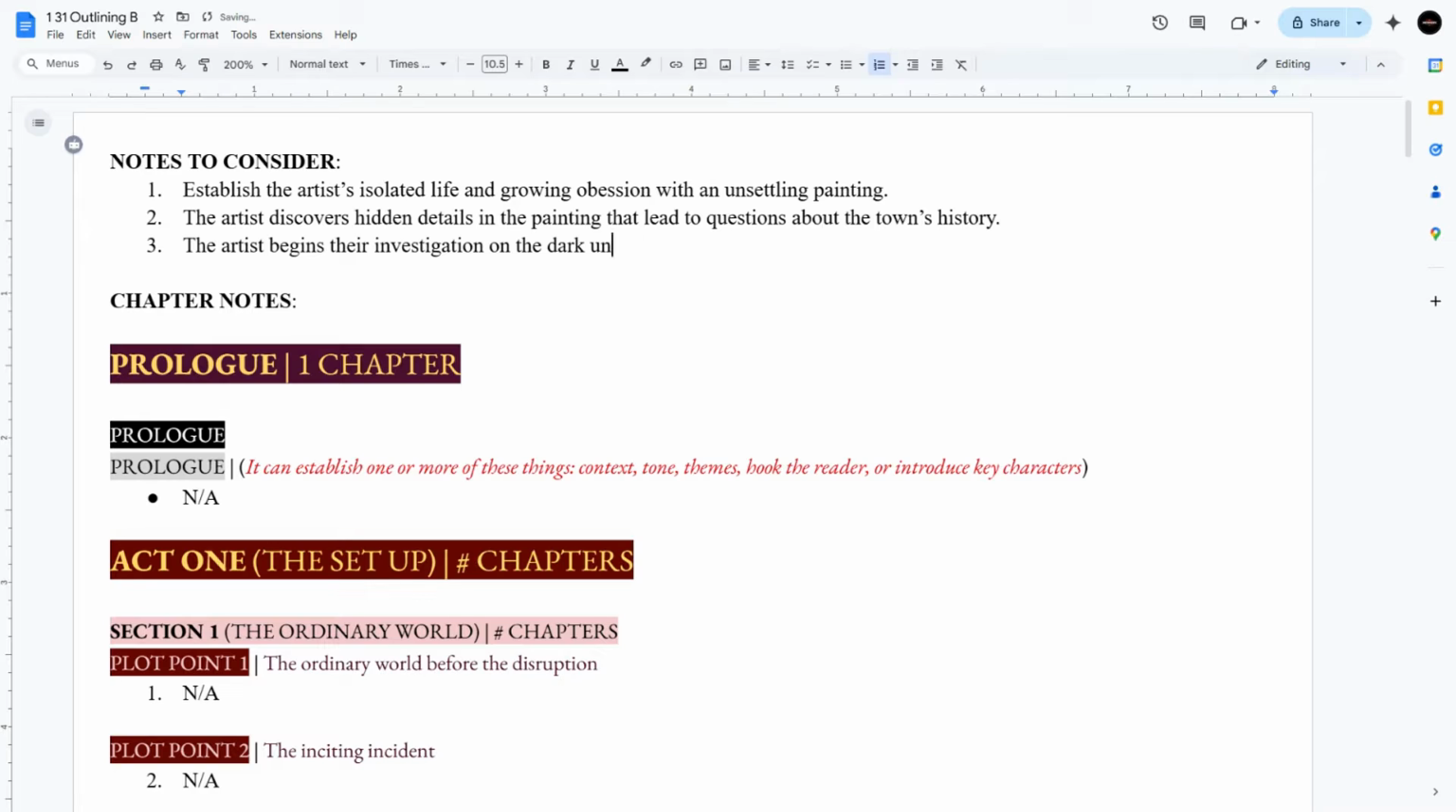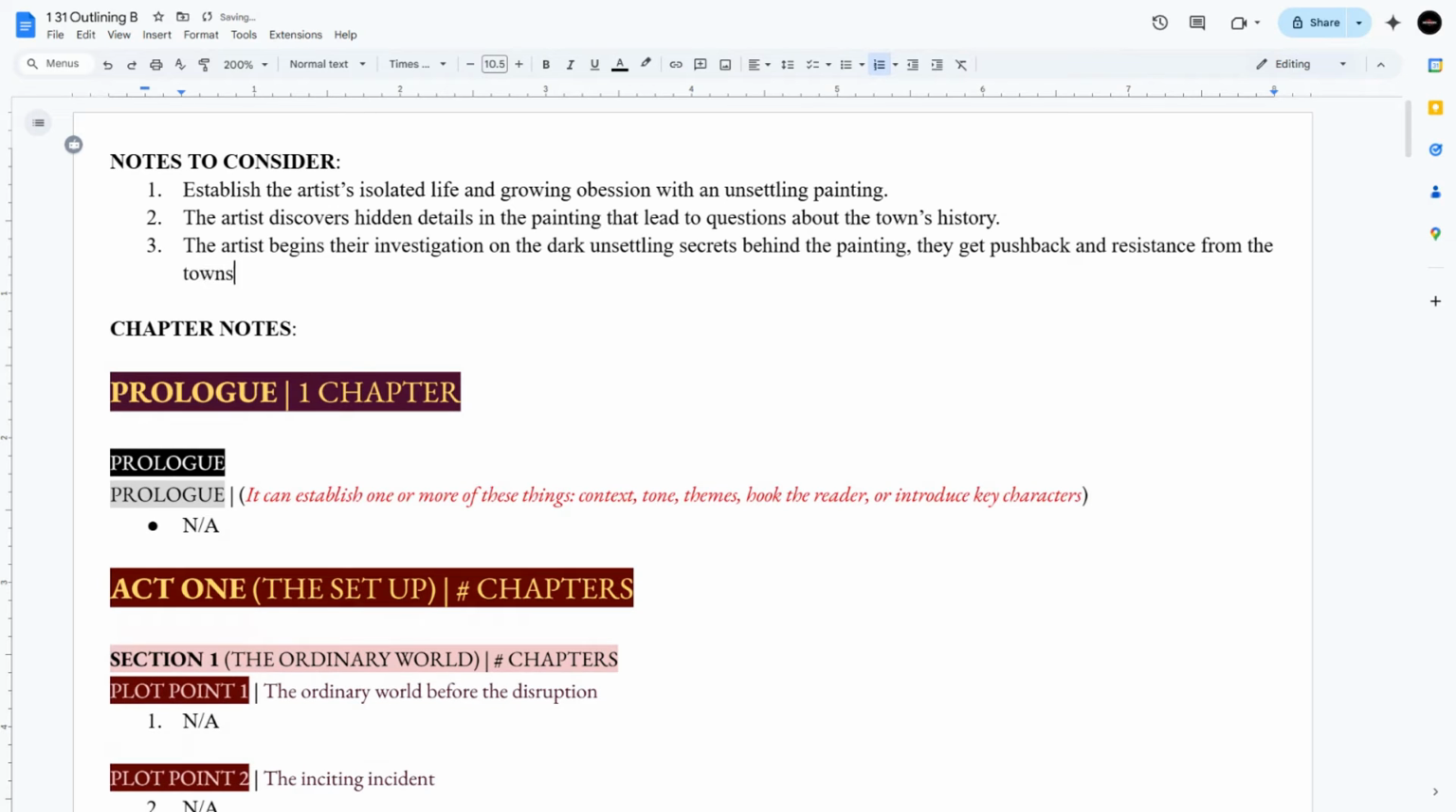secrets behind the painting. Let's see. Oh yeah, because it's the town's history. Let's say they get pushback and resistance from the townspeople. All right, what else?